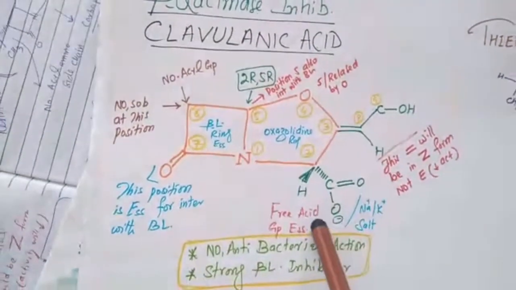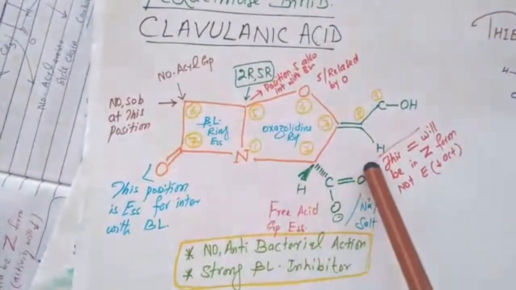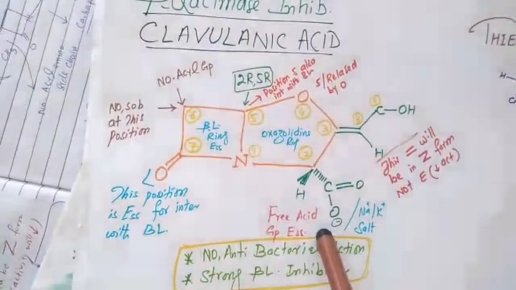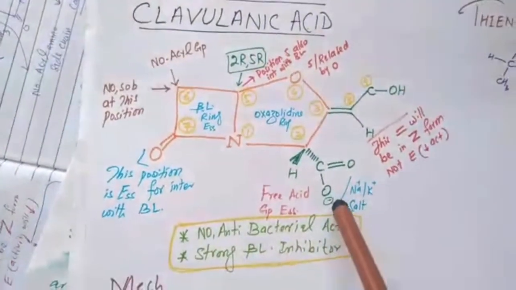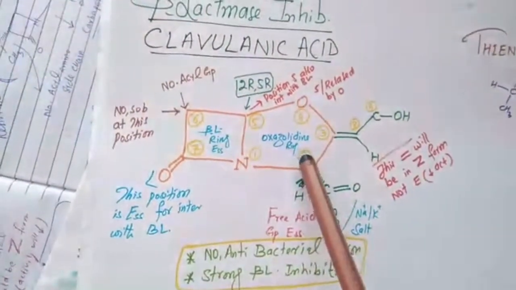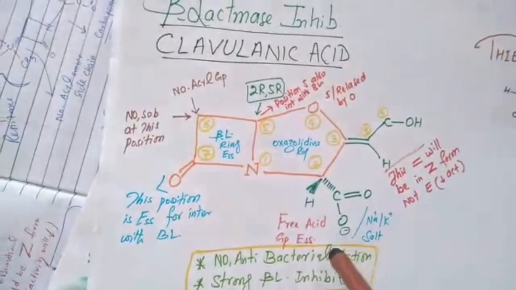This acid must be free. Free acid is essential for activity. It must be ionized to convert this clavulanic acid into sodium or potassium salt.